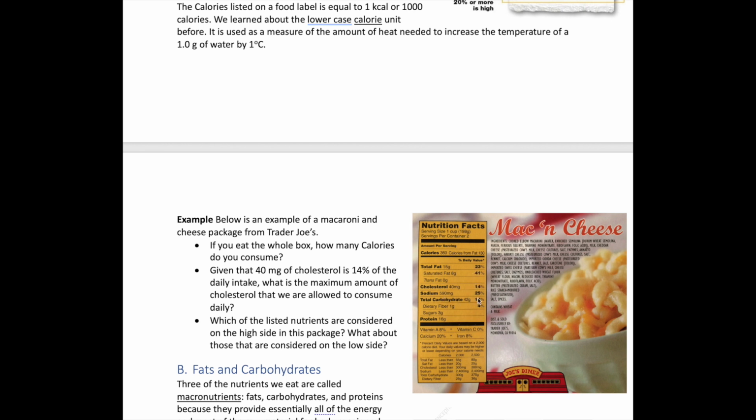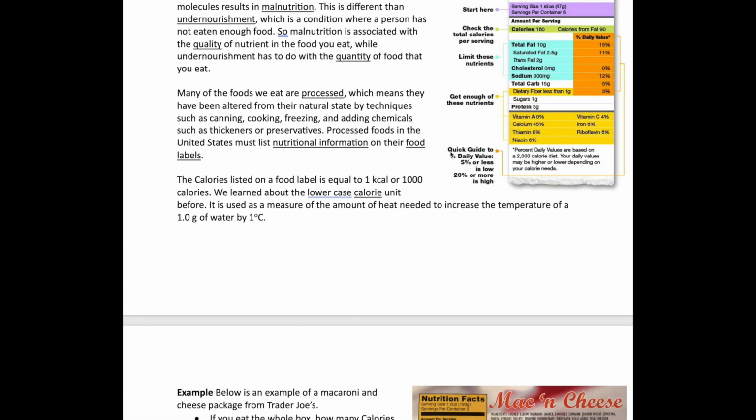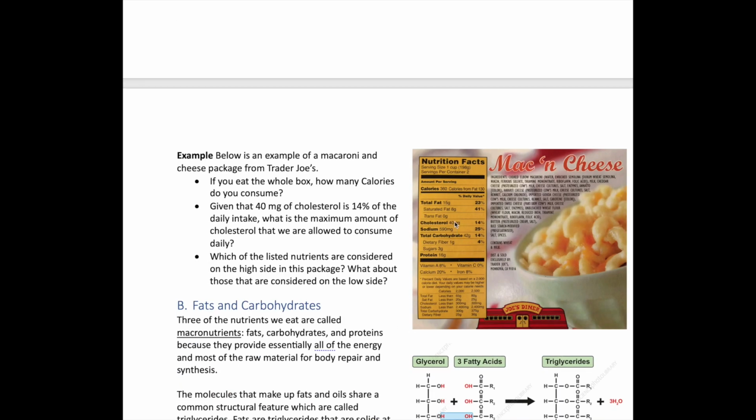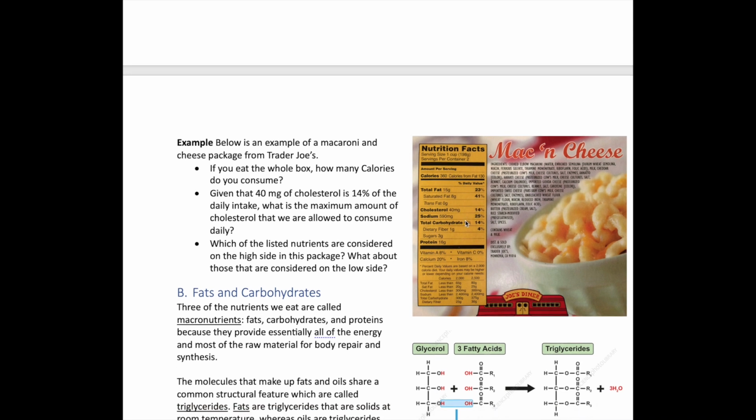The other number that jumps out is the sodium number. So it's a lot of sodium. So you do want to limit the consumption. So perhaps you can eat them, but just not eat them all the time.